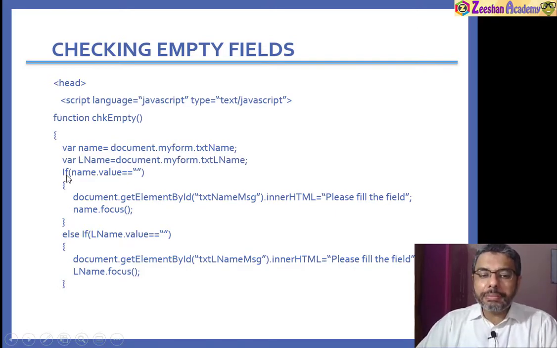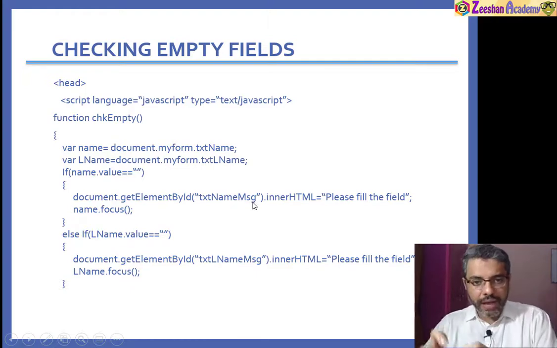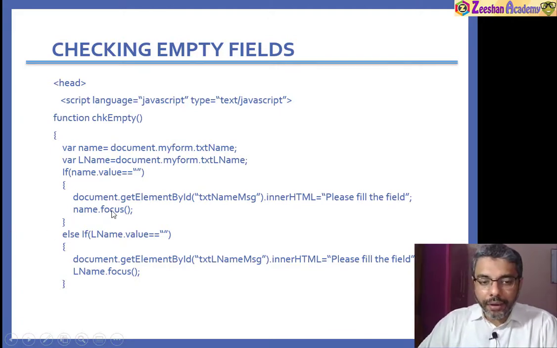Now we use a simple condition: if name.value is equal to blank. A simple validation mechanism. In this case, if the value is blank, we use document.getElementById to get the textName message field, set its innerHTML to "Please fill the field," and then we return the focus back to the name field that we had created.